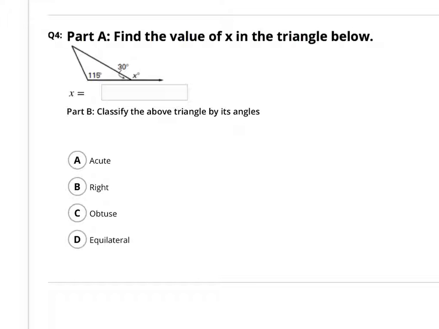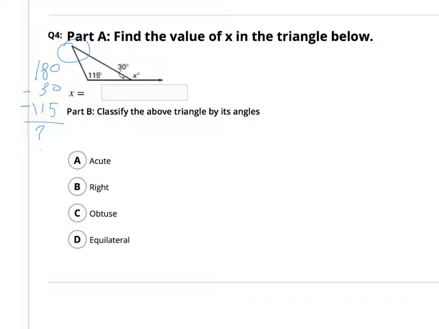On question number 4, we want to again find x. The only difference is this time x is this outside angle. All right. So to get this angle, you add these two angles together. Problem is, we don't know what this one is at the moment, do we? Well, you can figure it out. You've got two of the angles, so if you just take 180 degrees, subtract 30, subtract 115, that's going to give you this angle up here.